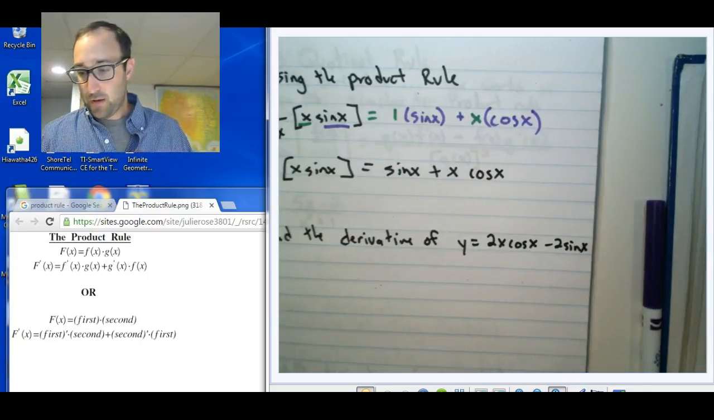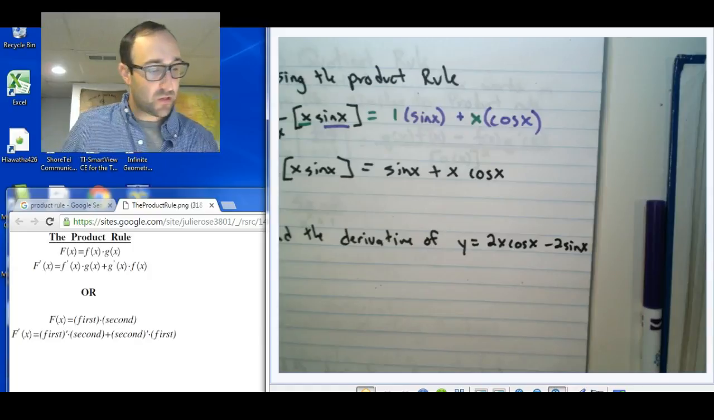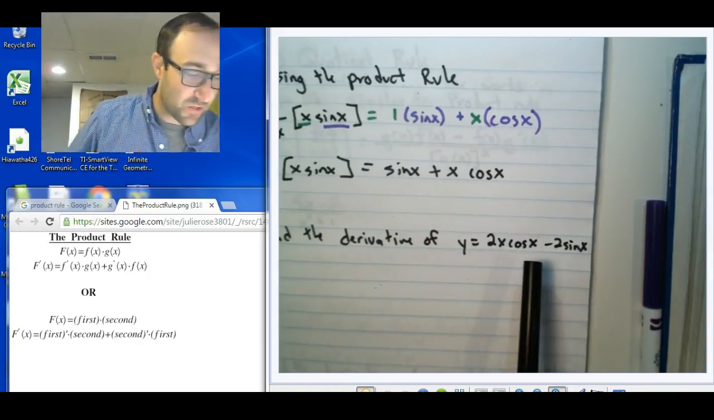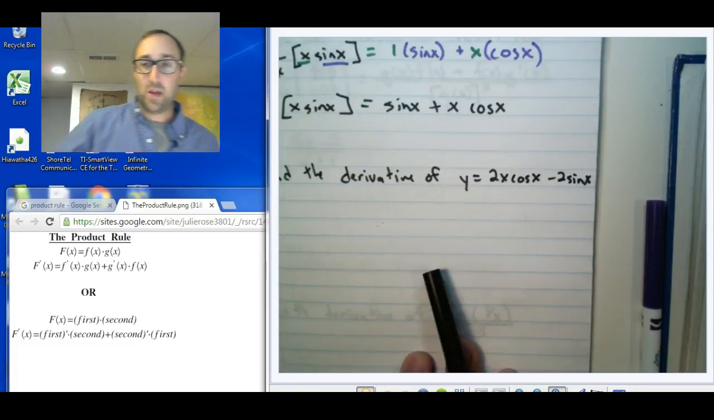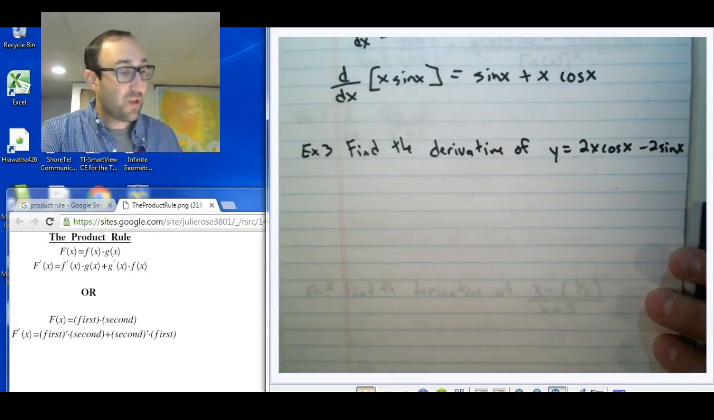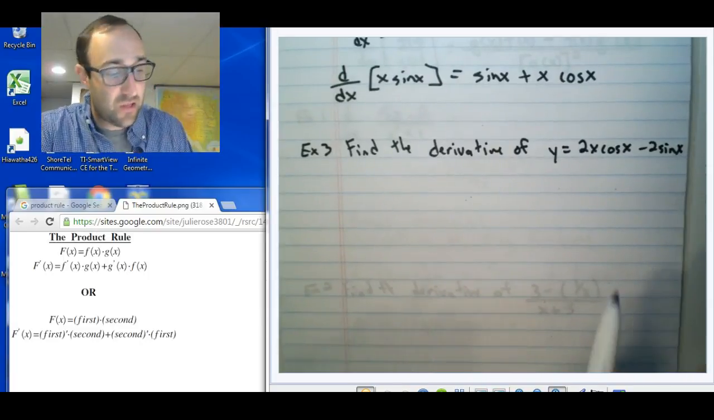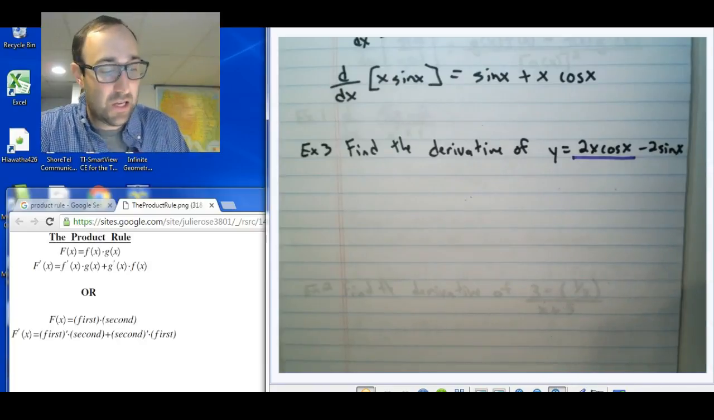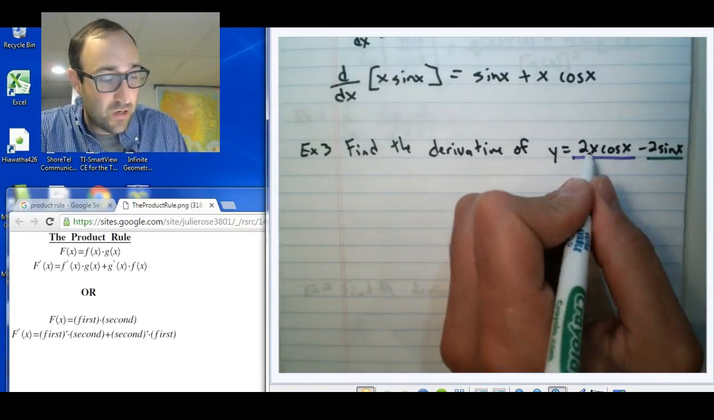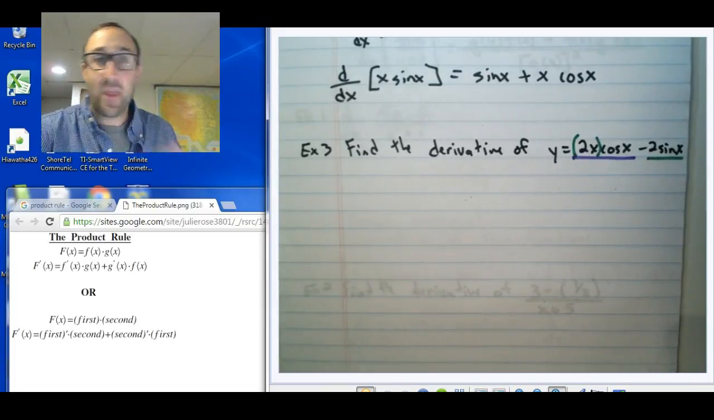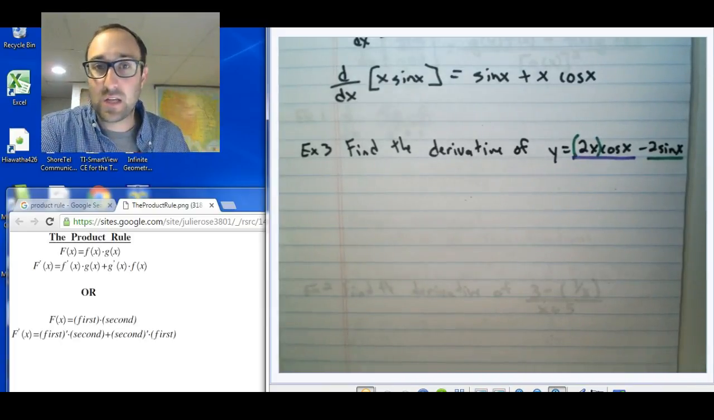Okay? So, now what we're going to do is let's do this next one. Find the derivative of y equals 2x cosine x minus 2 sine x. Okay, there's a lot of stuff going on right here. So what we're going to try and do is break it up. Let's just say this whole thing we're going to do first, and then we're going to do this other one second. Okay, if you notice, I've got two things going on. What I'm going to do is put that 2x as my f function, and cosine x is going to be my g function first.